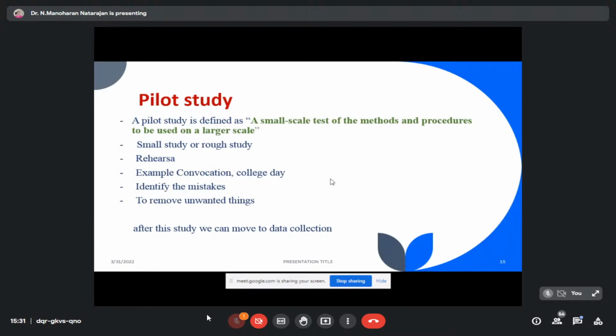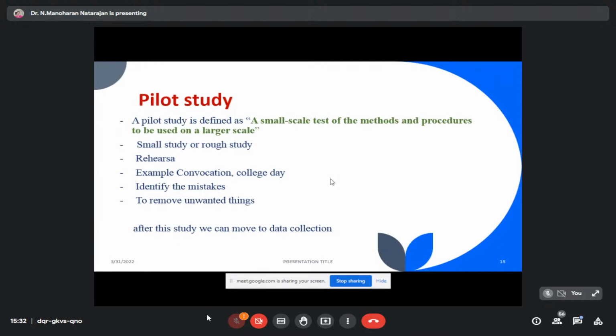That is of two types, probability and non-probability. Then we come to ethical consideration, where the legal points are to be clarified before starting work. Now we are in the pilot study stage. In that stage, a small-scale test of the method and procedure is done to be used on a larger scale.